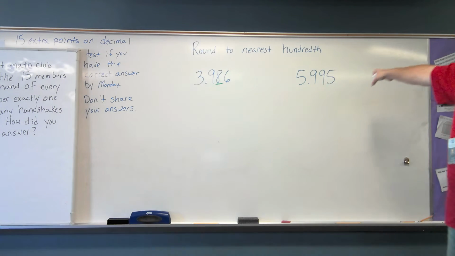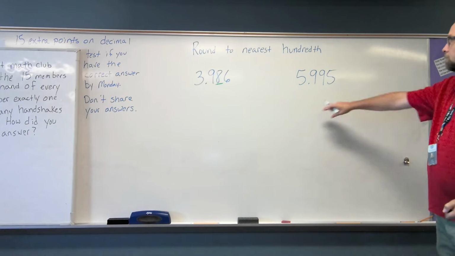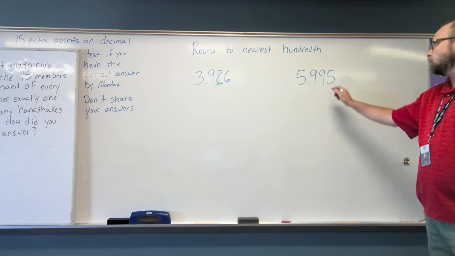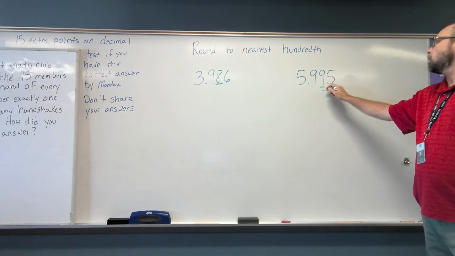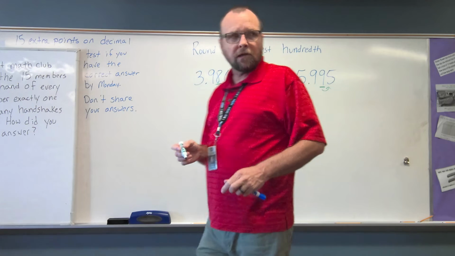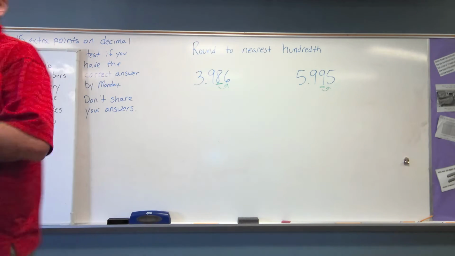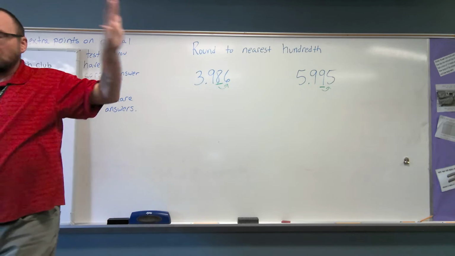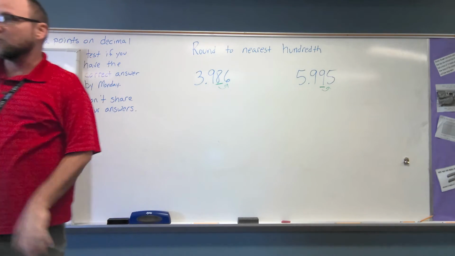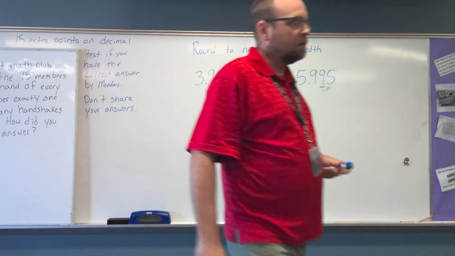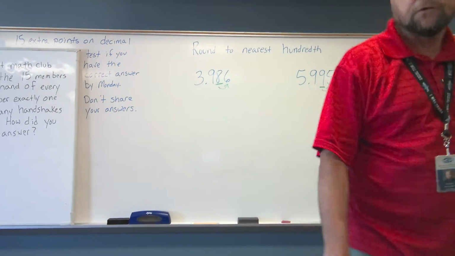Sushana, what is in the hundredths place in the number 5 and 995 thousandths? 9. So the 9 is going to be either the one I add 1 to or leave the same. So if I have a set of numbers and it says round to this place value, whatever, I'm going to find the place value first. So now I've identified the place value I'm rounding to.